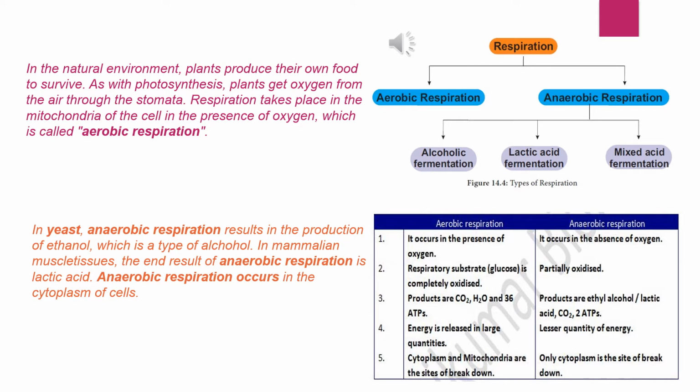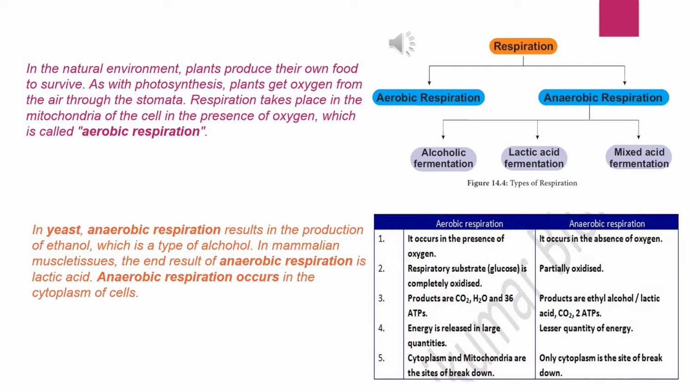First diagram. Respiration can be divided into two divisions, aerobic and anaerobic respiration. Anaerobic respiration can be divided into three parts. One is alcoholic fermentation. Second one is lactic acid fermentation. And the last one is mixed acid fermentation.